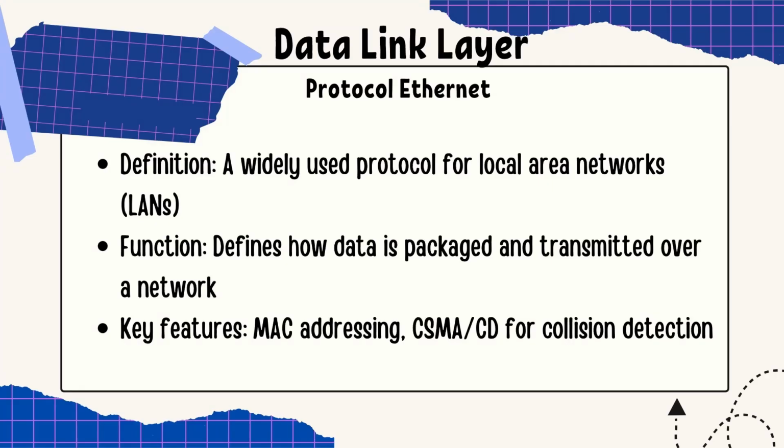Ethernet is the foundation of most local area networks. It operates at the data link layer, defining how data is packaged and transmitted. Ethernet uses MAC addresses to identify devices and employs CSMA/CD to manage data collisions on the network.